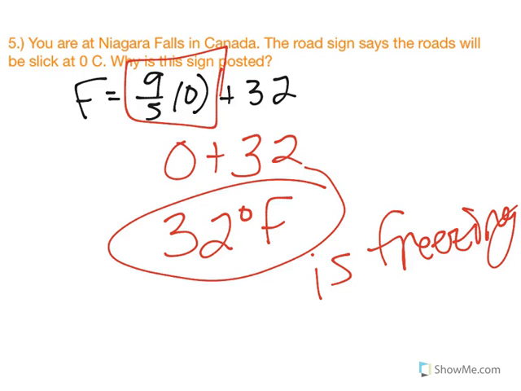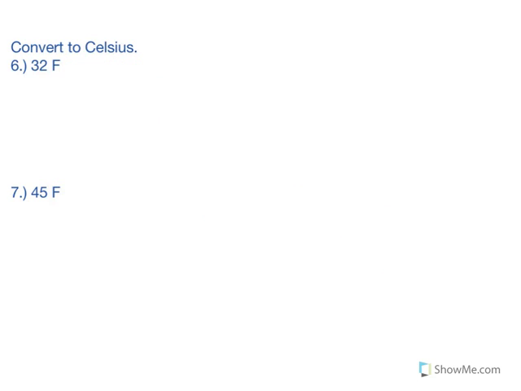So make sure you have a reason of why or why not the road is posted. Don't just say it's cold. You know, it's 32 degrees Fahrenheit. That means it's freezing, right? Give a good answer. For the next section, we're going to go to Celsius.